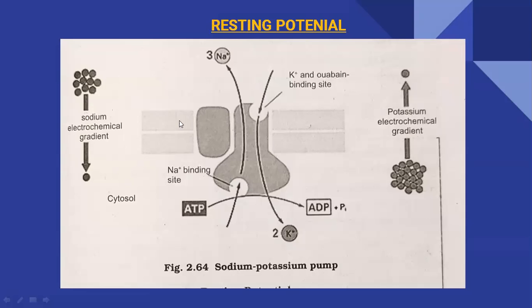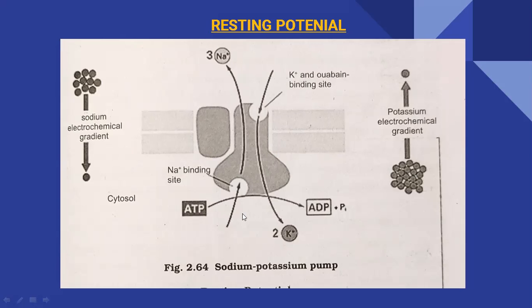This will be happening after an action potential has taken place. So once the action potential has taken place, what is the condition inside and outside? When the cell is in resting position, outside more sodium will be there, inside more potassium will be there. But when the action potential is taking place, then what will happen?